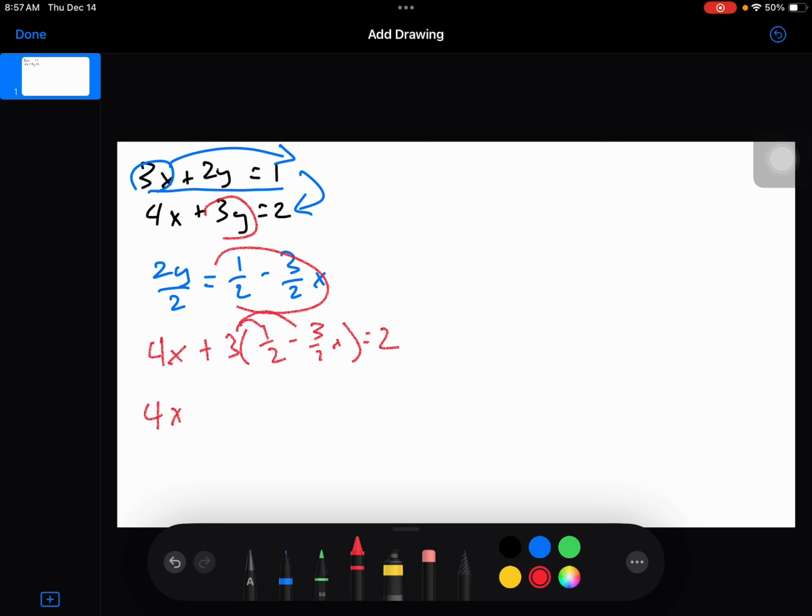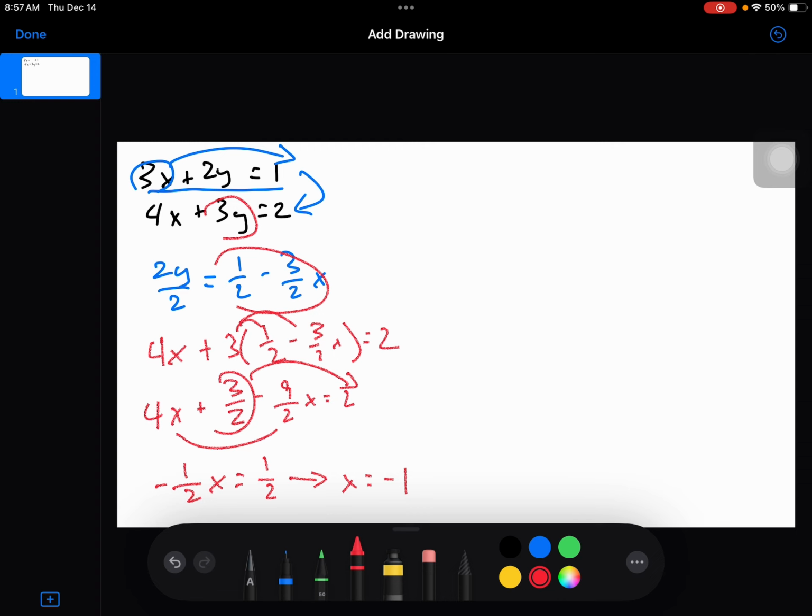You get 4x plus 3/2 minus 9/2 x is equal to 2. And then just combine like terms. 4x minus 4.5x is negative 1/2 x. And then take this 3/2, bring it over to the other side by subtracting. 2 minus 1.5 is 1/2, and so then x is equal to negative 1.